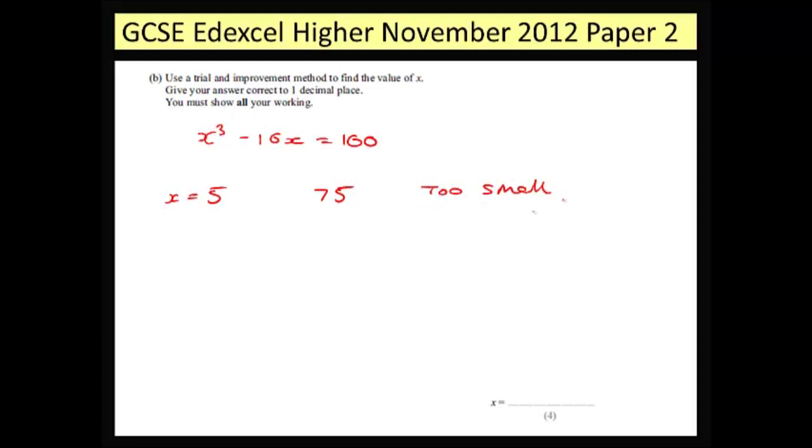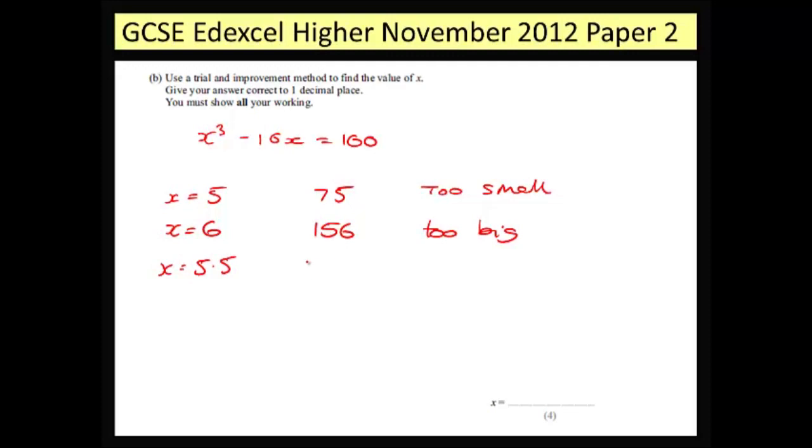And each time I need to be making these comments. So if x equals 5 is too small, my next guess sensibly has to be bigger. So let's try x equals 6, and I actually get the value 156, which this time is too big. So what I've now done is I've trapped the value of x somewhere between the integers 5 and 6. So next sensible place to start, let's have a look at what happens when x is 5.5.